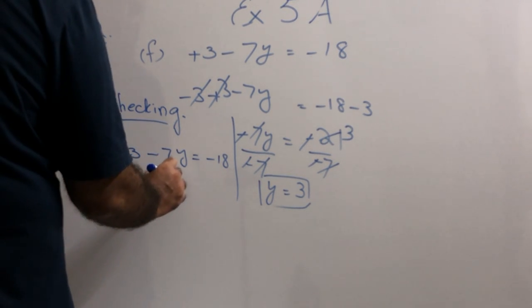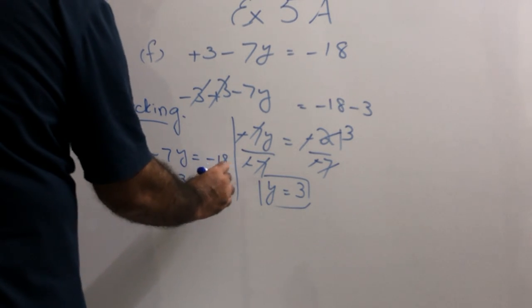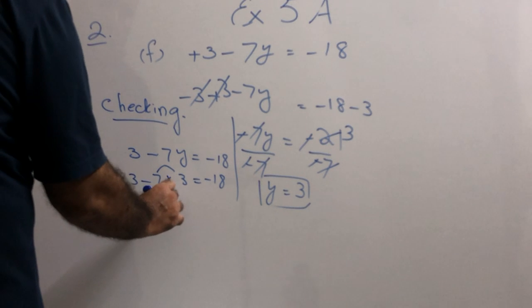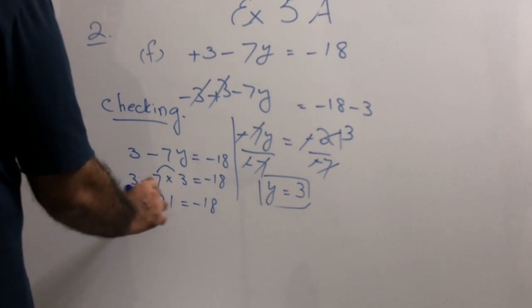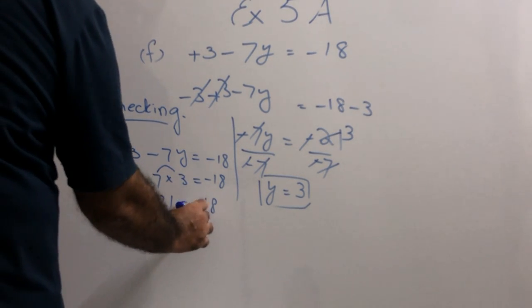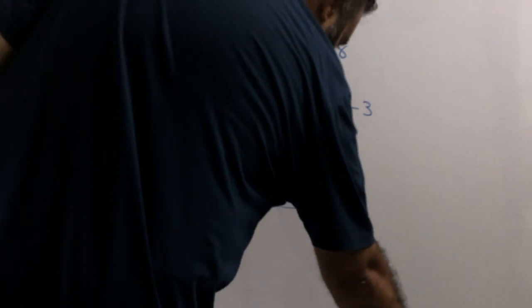3 minus 7 multiplied by y, which is 3, is equal to minus 18. 3 minus 7 3s are 21 is equal to minus 18. This is positive. Plus 3 minus 21. When you solve, we get minus 18. This is also minus 18. So both our sides are equal. So it means our answer was correct.